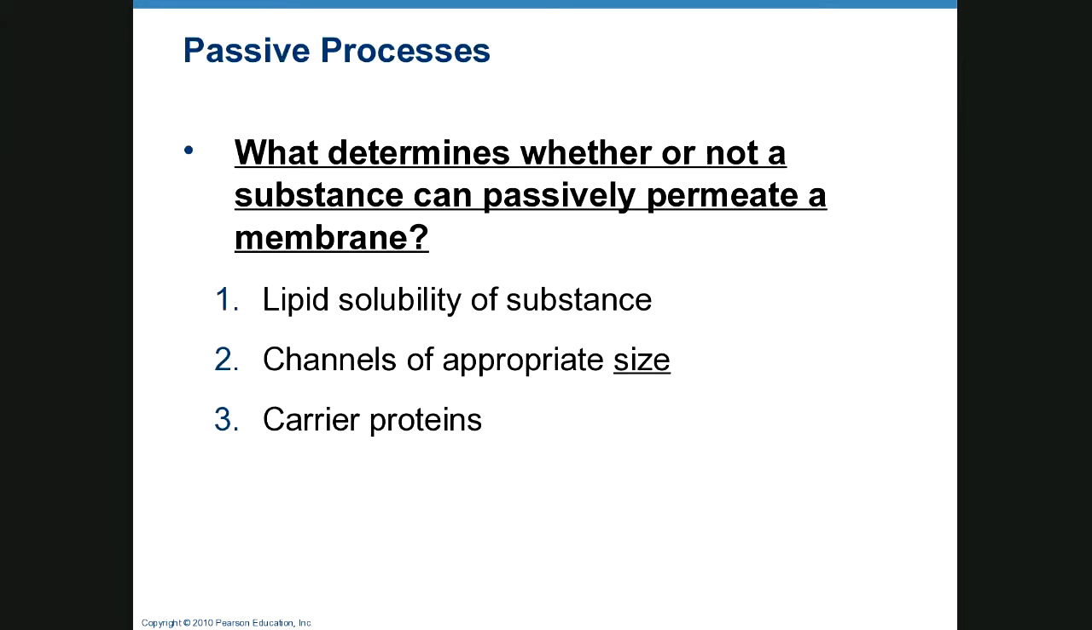Okay, what determines if a substance can passively permeate a membrane? One is it lipid soluble? Because you remember you got that in-between area that's waterproof. So you got a lipid soluble substance such as oxygen. It goes right through. You also have to have channels of appropriate size. If a protein is too big, it can't get through. Some require carrier proteins to get through.